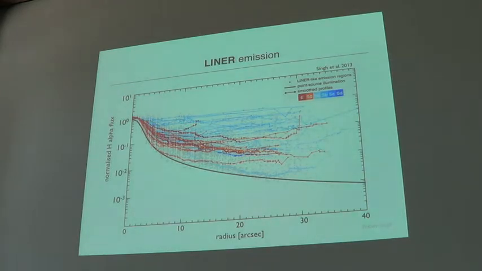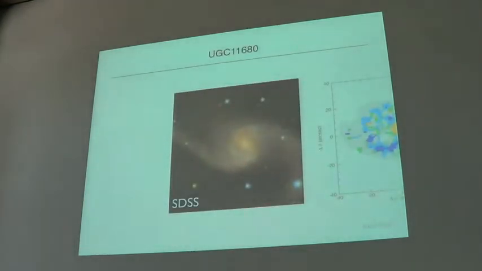And what you see is a large excess of flux at larger radii. So this tells us that the AGN only explanation is ruled out. Certainly there can be an AGN ionizing gas in the centers, but obviously not at large distances. I could show you dozens of different galaxies, but I only have a few minutes left. So let me show you this one example here, UGC 11680.